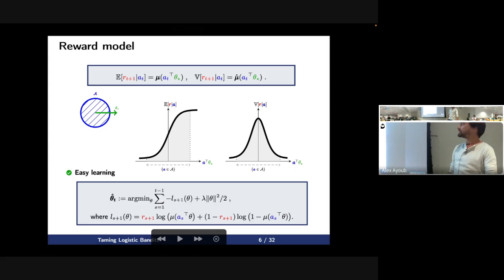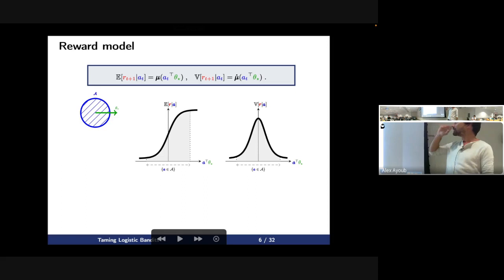So let's have a closer look at the reward structure, because depending on the instance of the problem, so the action set and the parameter, we can end up facing very different logistic bandit problems. Suppose, for instance, that we have basically two regimes. When the inner product is close to 0, we are in the linear part of the signal, and we have an amount of noise that is of order unity. And when the inner product is large, positively or negatively, we're in the tail, and the reward signal is super flat, and we have almost no noise because the variance vanishes to 0 super quickly. So depending on the action set and the parameter that you have, you may end up in different configurations.